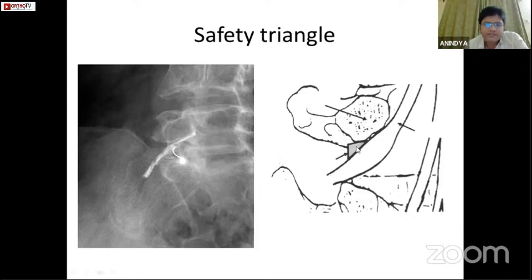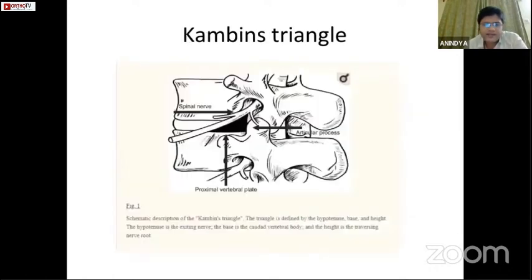It gives the same results even if you're hitting the nerve root. I mean, it gives the same results as both the procedures. This is another thing. And let's come to Cambin's triangle. So Cambin's triangle is basically a triangle which is bound by the hypotenuse formed by the exiting nerve root. The base is formed by the superior border of the inferior vertebral body.